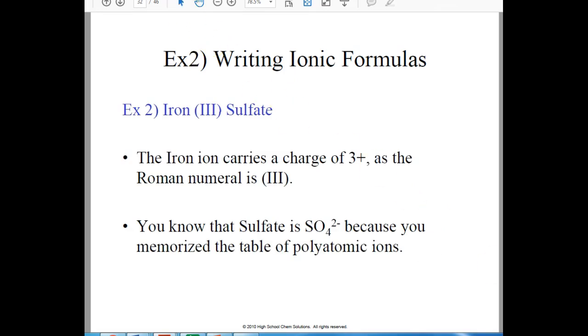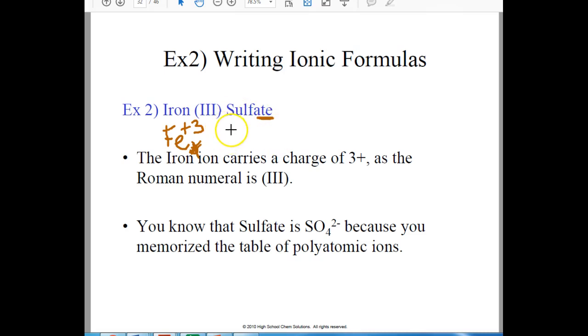All right, here's another example, iron 3 sulfate. Okay, iron is Fe. Now, Fe can have multiple charges, but it says 3. Now, that doesn't mean there's a little 3 down here. No, no, no, no, no. +3 for your charge. Sulfate. That's not just sulfur.